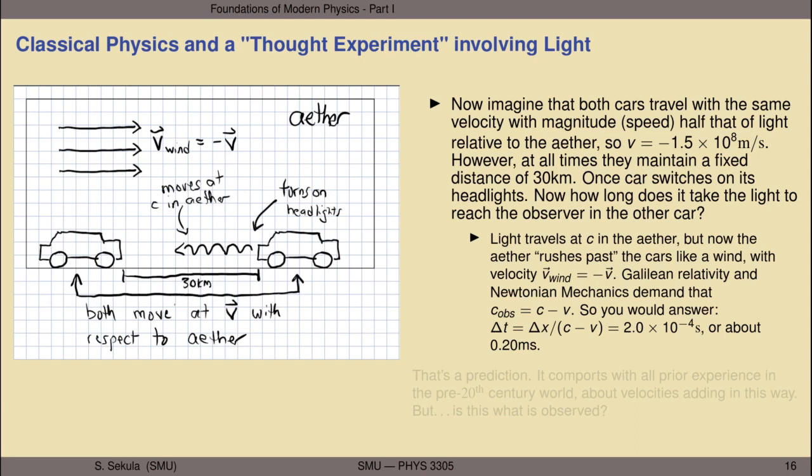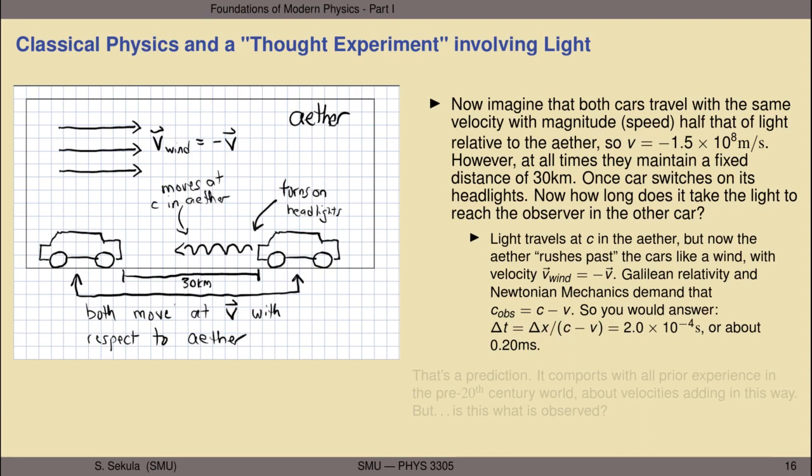between the right-hand car and the left-hand car at what seems like a slowed speed, as if it's encountering resistance as it moves forward. It's not moving at 2.998 times 10 to the 8th meters per second anymore. It's moving at about half that. And so you would answer that, well, the distance between the cars is still the same. It's 30 kilometers. And the speed of light has been reduced by the ether wind.